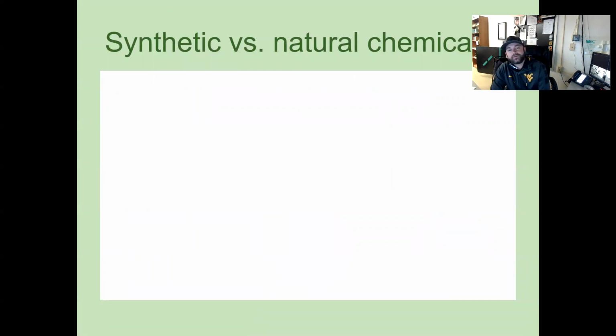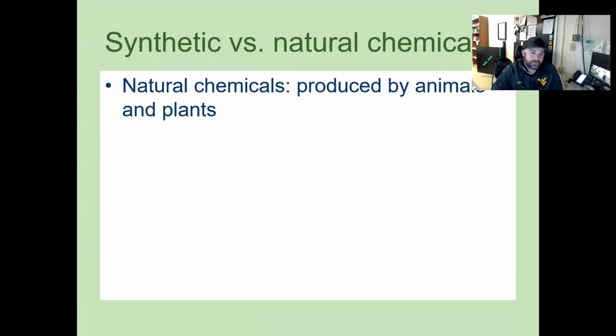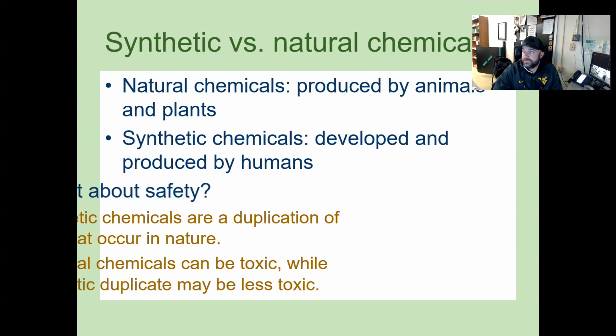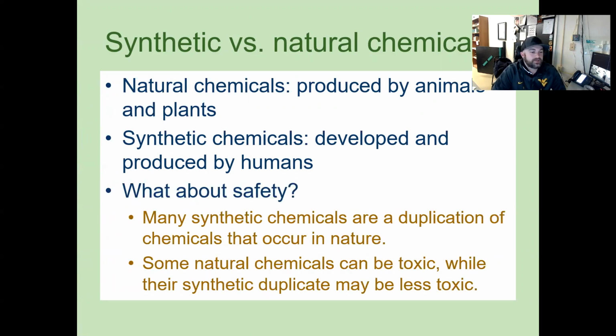So synthetic versus natural chemicals. Natural chemicals are produced by animals and plants. Synthetic chemicals are developed and produced by humans. And what about safety? So many synthetic chemicals are a duplication of chemicals that occur in nature. Some natural chemicals can be toxic, while their synthetic duplicate may be less toxic. So there's a lot of chemicals out there that are recreated from nature to be less toxic to people, but still have that same type of power needed to perform its function.